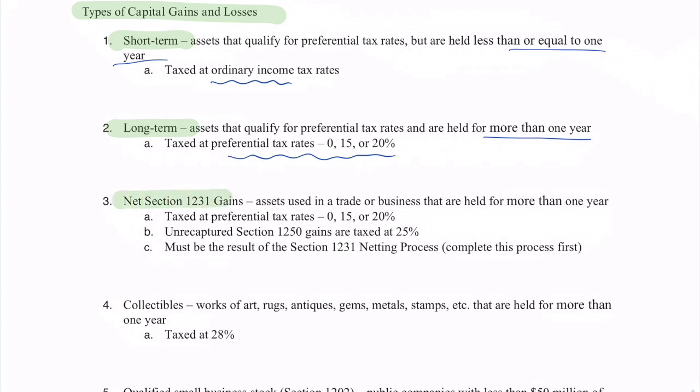You guys are now comfortable with 1231 gains. We know that there's a category for 1250 unrecaptured, and we know that there's a 1231 netting process that we will go through and complete here as well.